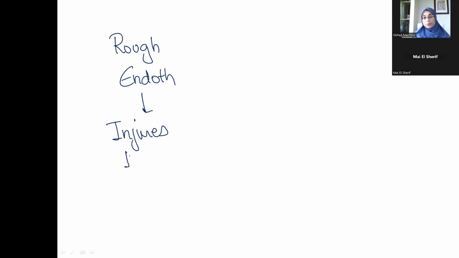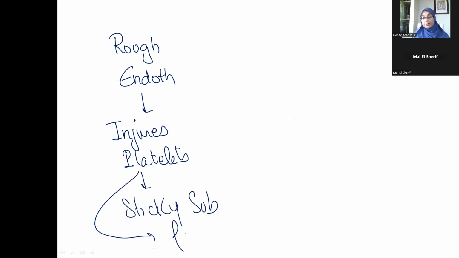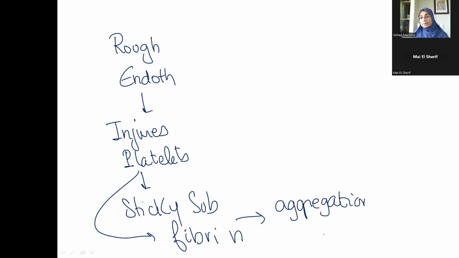The first factor is a rough endothelium, and the rough endothelium injures the platelets, and when the platelets are injured, they form a sticky substance, and they activate fibrin. So the sticky substance together with fibrin results in aggregation of blood cells, and the aggregation of the blood cells is the clot.